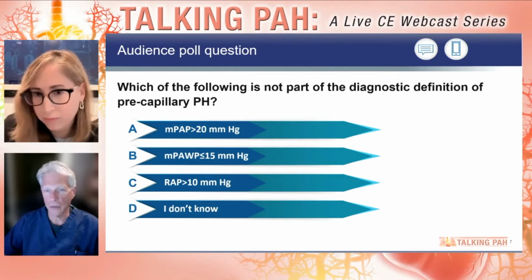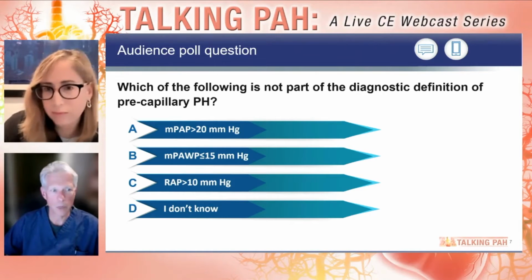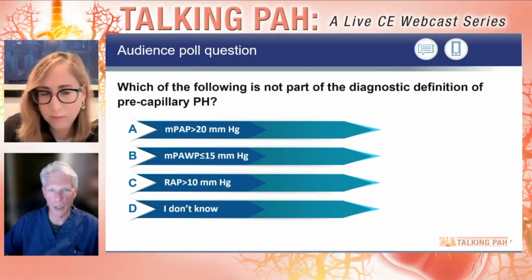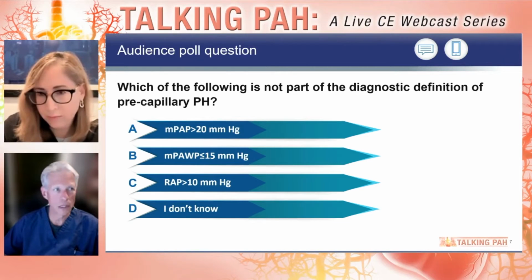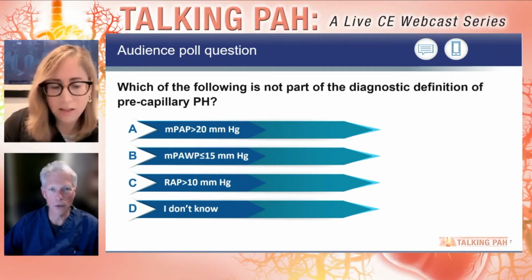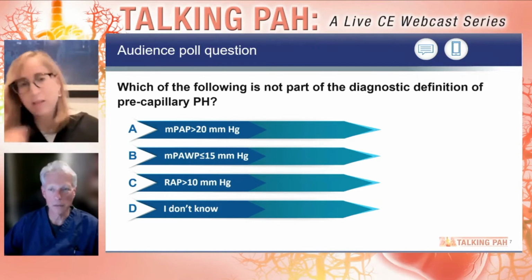And it looks like most people got it right, hitting the right atrial pressure as not being part of the definition of precapillary pulmonary hypertension, which is exactly right. Correct. And okay, good. Answer of I don't know also was up there. But okay.